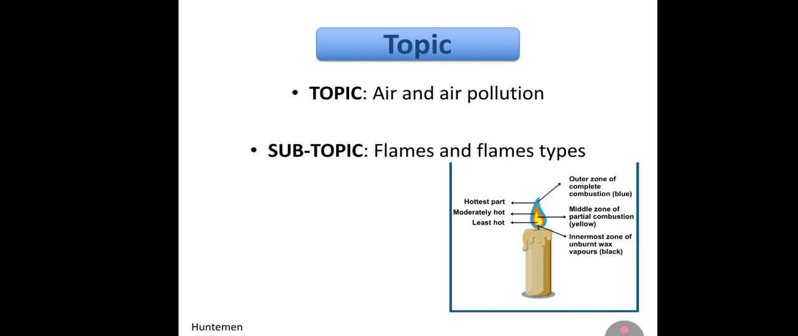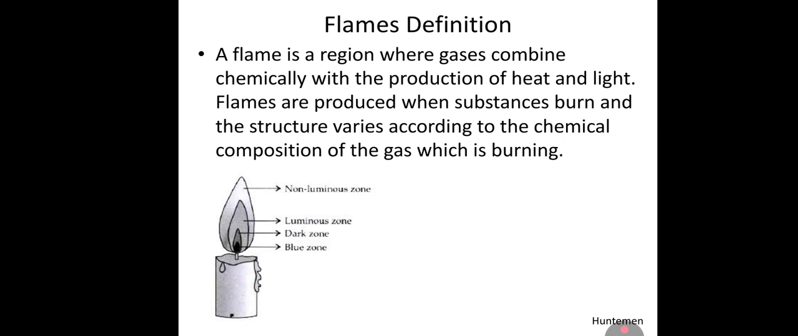If you look at the image below at the right hand side, you will observe that there is a candle light properly labeled. More of it is on the next page. Let's look at the definition of flame. A flame is a region where gases combine for the production of heat and light, and flames are produced when substances burn or when a combustion occurs.